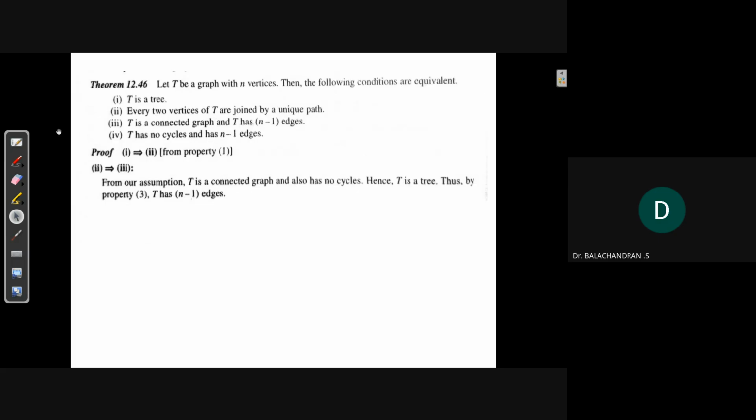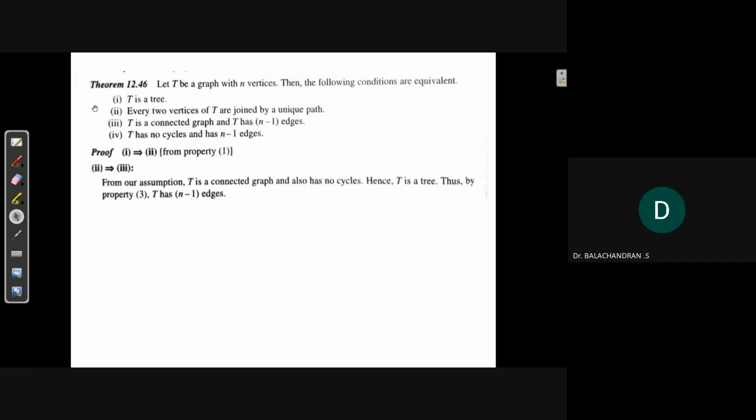But the original graph T itself has n minus 1 edges. So that is a contradiction to the assumption. Why are we getting this contradiction? Because we assumed T has at least one cycle, and hence T has no cycle. So that is the end of the proof for 3 implies 4.